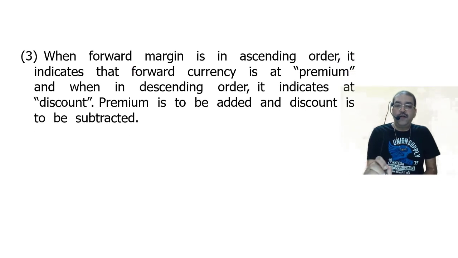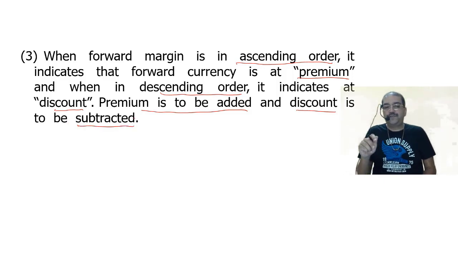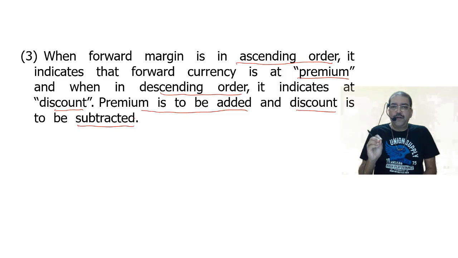When forward margin is in ascending order, the forward is at premium. If it is in a descending order, it is at discount. If it is at a premium, then it is to be added to the spot rate. If it is a discount, then it is to be subtracted from the spot rate. We'll be doing problems based on this. I'll take examples. Some examples we are going to do in the live session here, where you will be writing down the example, solving it, and getting the answer. Then we will go to actual problems from your book. Okay, so that is guaranteed.